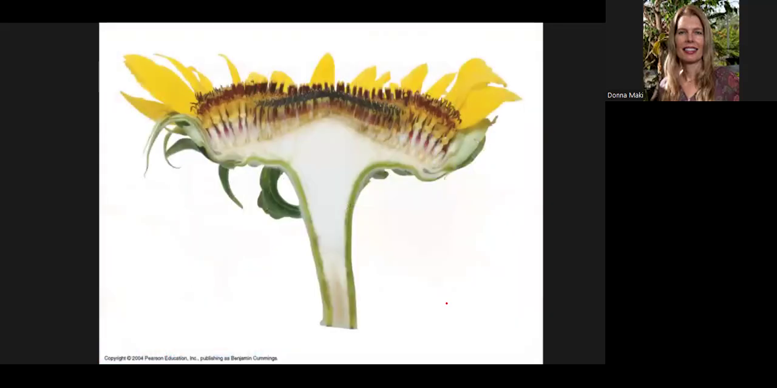Here they've dissected it a little bit. So they kind of took a knife and cut longitudinally so you can see a little bit better the disc flowers and the ray flowers. So very interesting design. So that is one type of flower type.